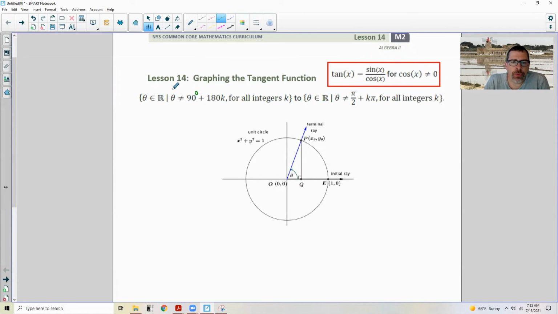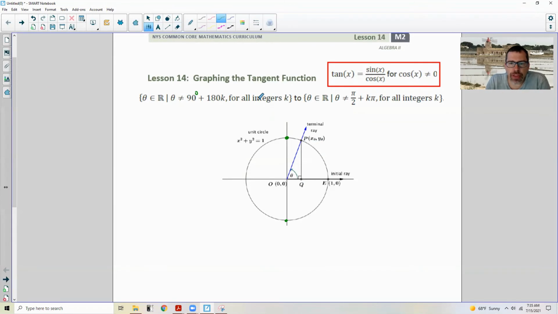All right, so we're going from the set of all theta in the set of reals such that theta does not equal 90 degrees plus 180 degrees times k. So if I take 90 plus 180 times k, if k is 0, we're here. If k is 1, we're here. If k is 2, we're here. If k was 3, we're here. So we're going to just be bouncing back and forth here, and that is where cosine is 0. Okay, and that's where cosine can't be 0.